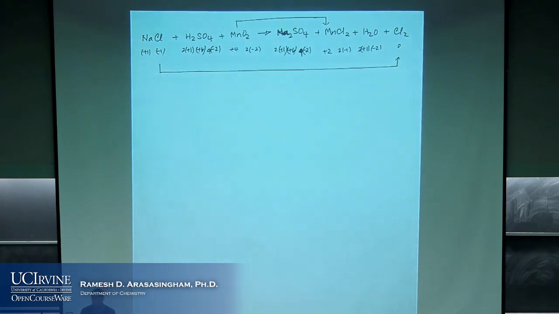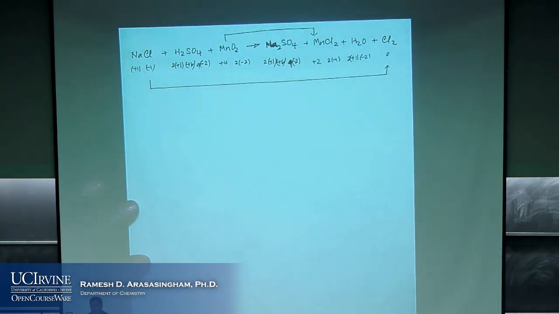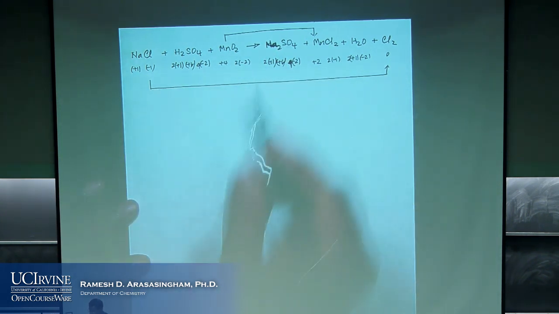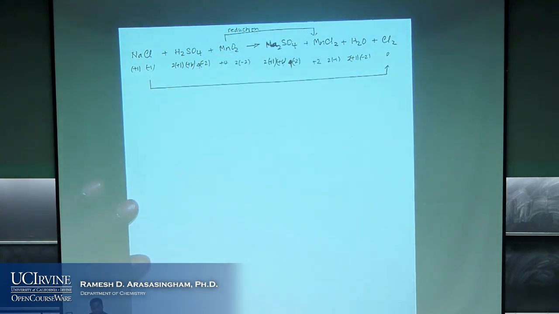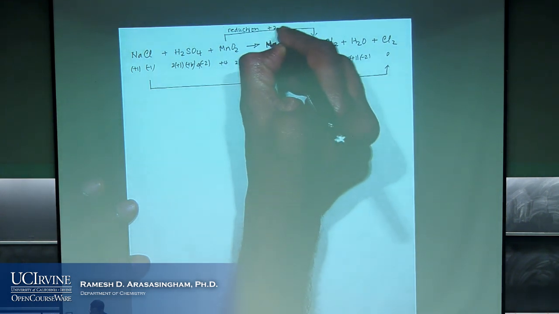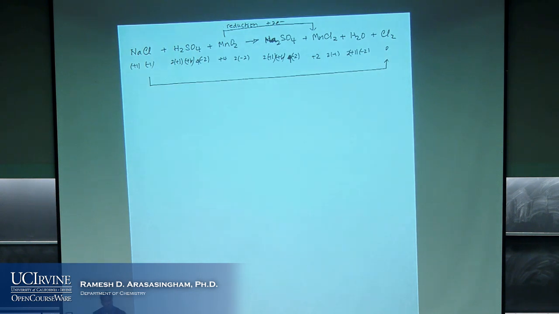So let's start with manganese. It goes from +4 to +2. Is that an oxidation or is that reduction? Increases or decreases? So if it decreases, it's a reduction. If it's a reduction, it gains electrons. It goes from +4 to +2. 2 electrons are picked up.